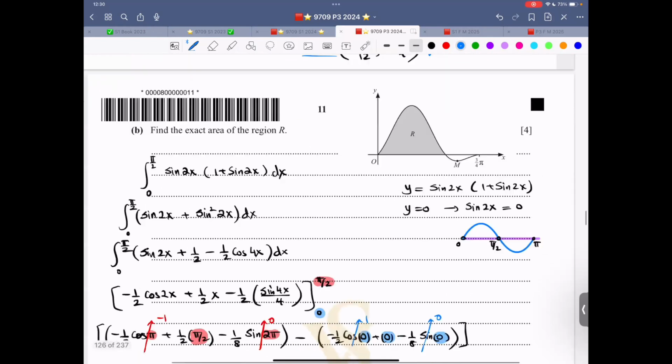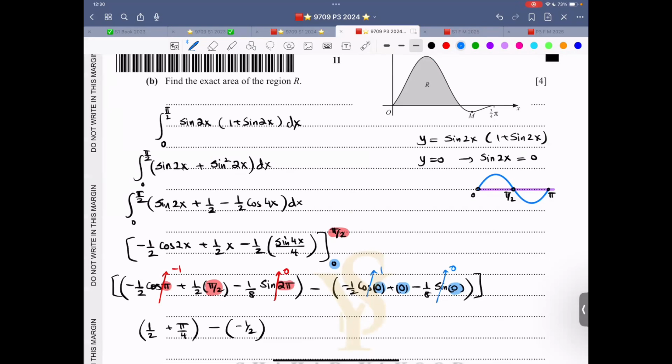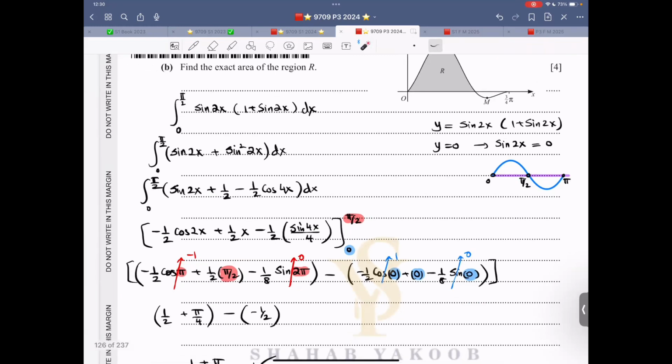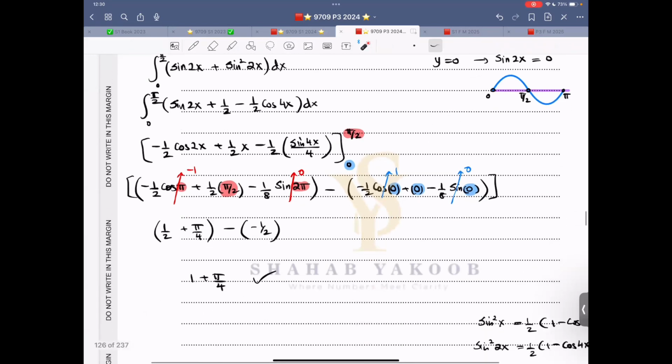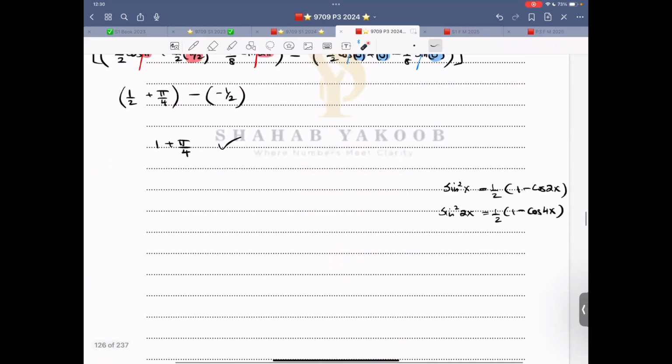Next one. Find the exact area of region R. So now look at the working, which integration technique is being applied over here. Just double check. Now it says sine 2x, 1 plus sine 2x dx. First multiply, you get sine square 2x. So now sine square 2x, I think I wrote it somewhere over here. There it is. So sine square 2x is this thing.